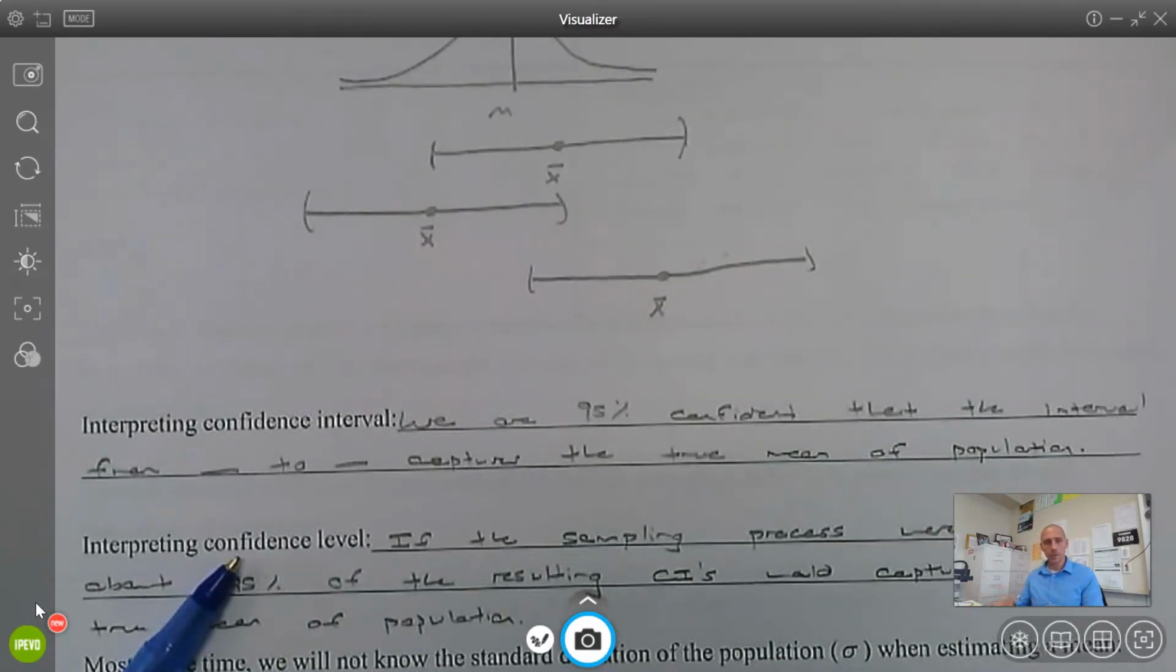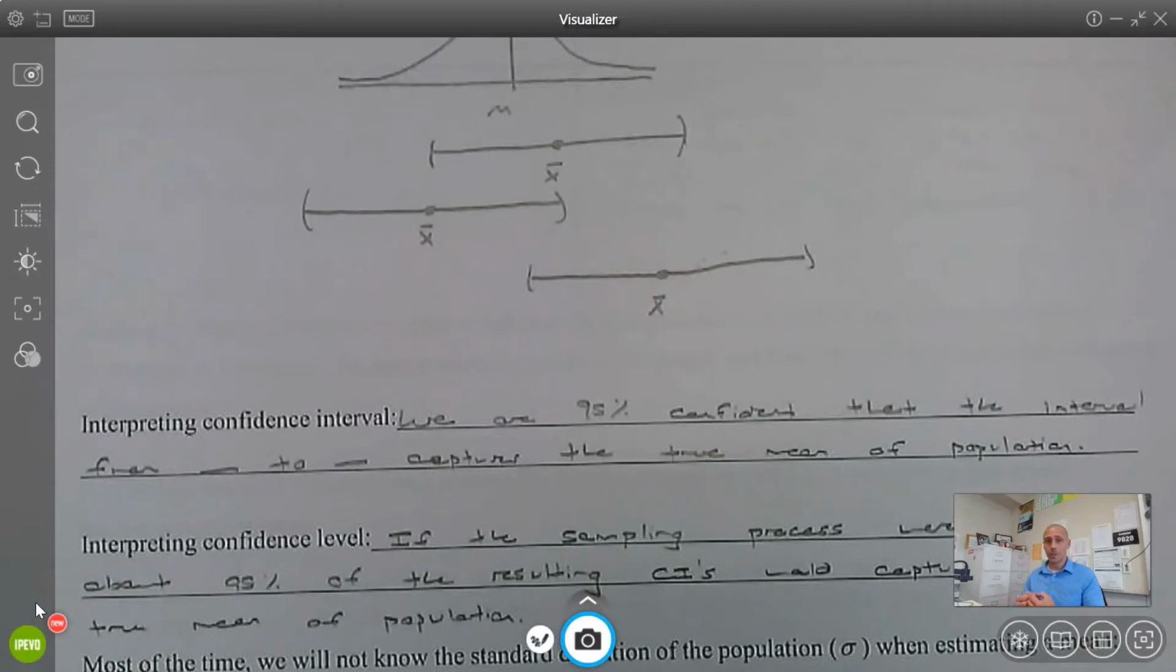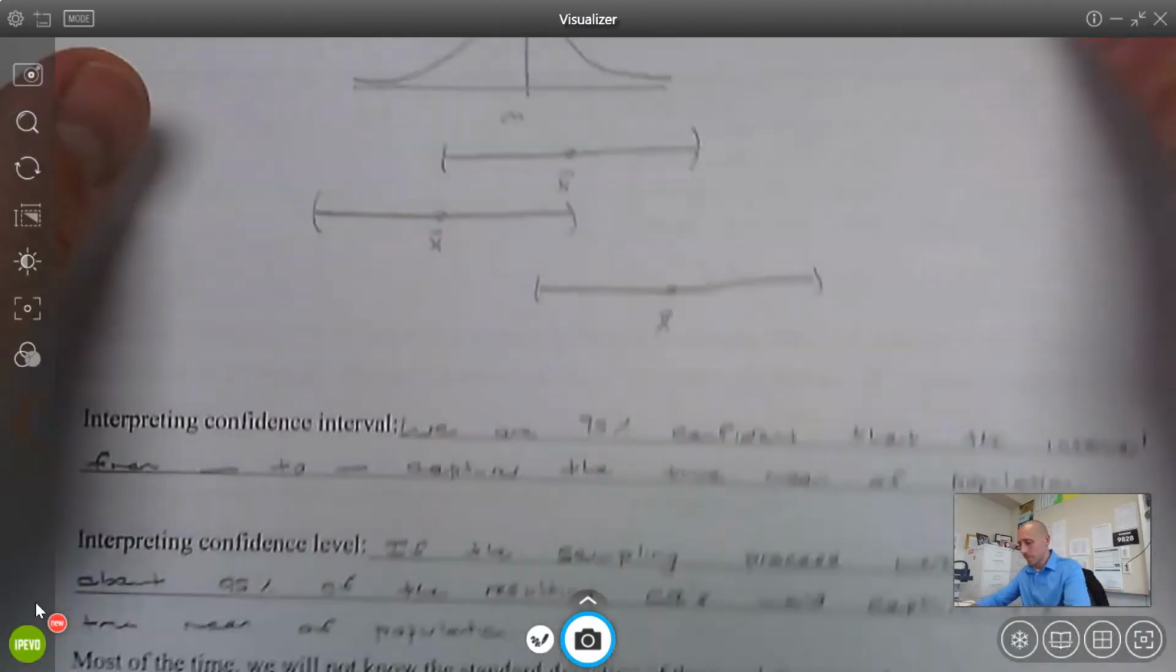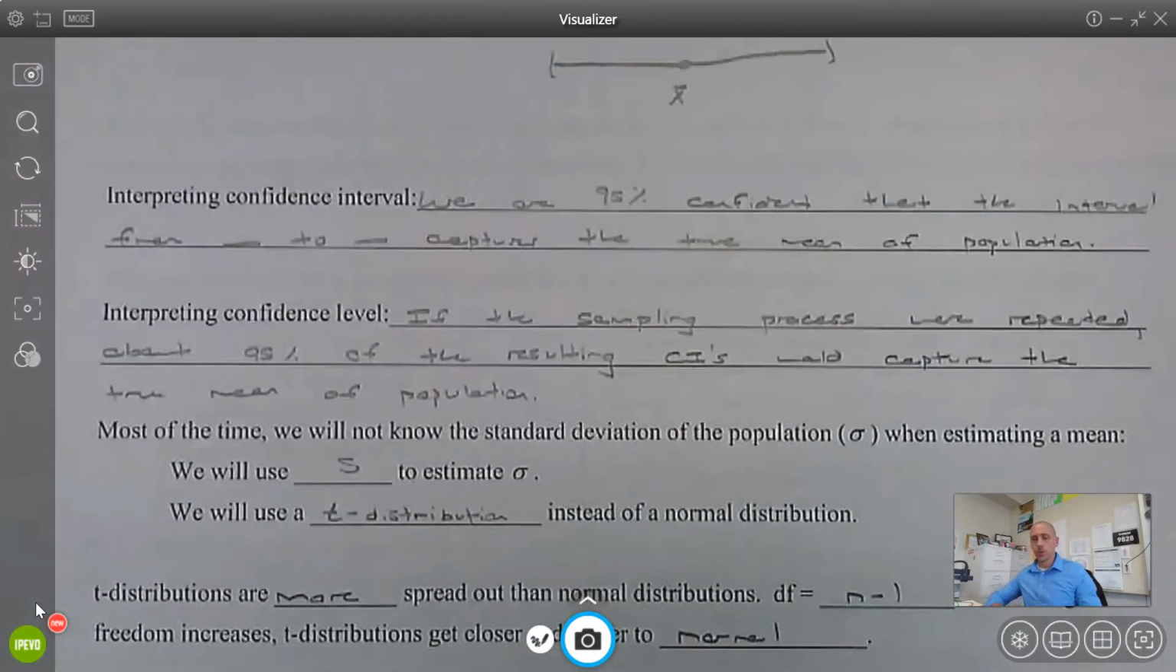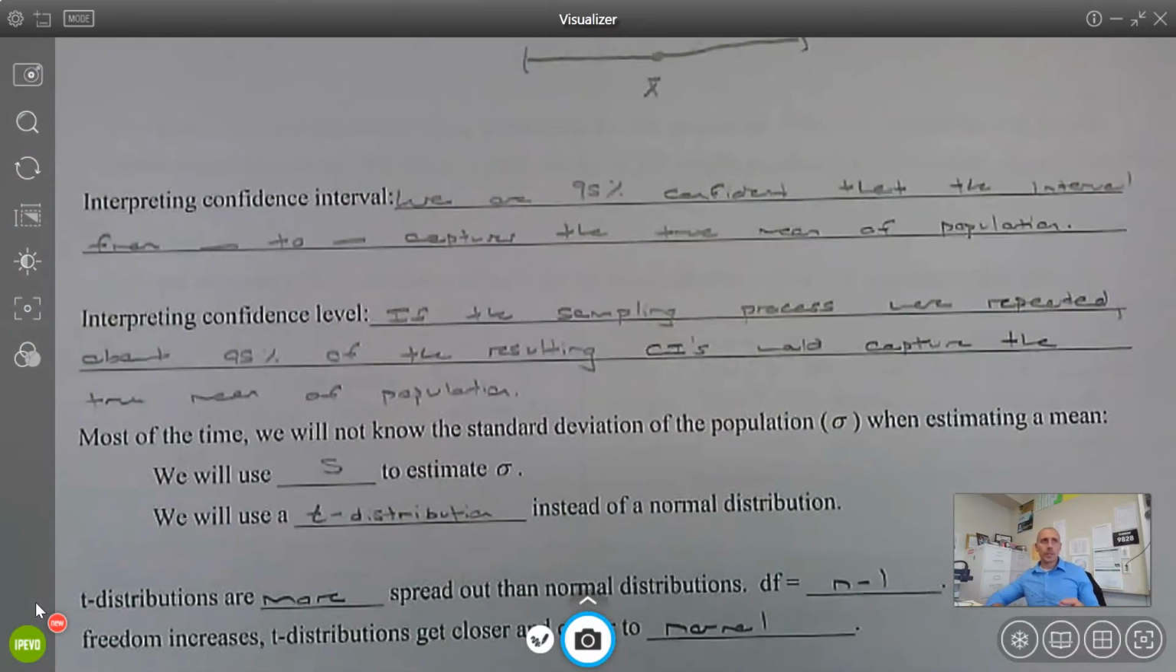Confidence level, you're only going to have to do if they explicitly ask. They might say, explain 90% confidence, same deal. That's your capture rate.